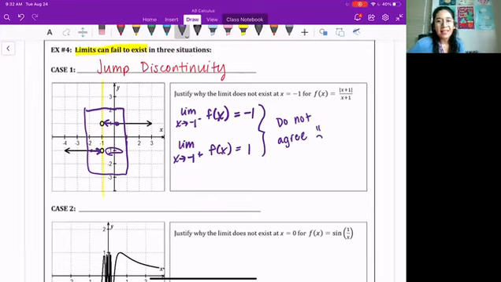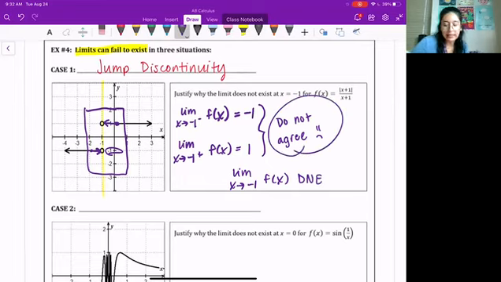Brownie face. That means that my limit does not exist. Okay, so I can say the limit as x approaches -1, the general limit, does not exist, DNE, because the left and right hand limits don't agree. This is one of the most common ways that we will see a limit doesn't exist, when there's a jump discontinuity.